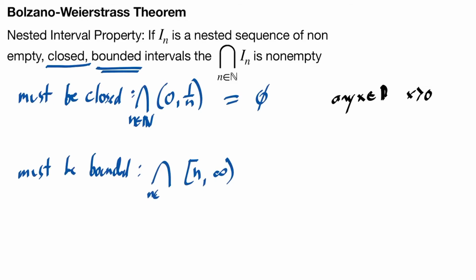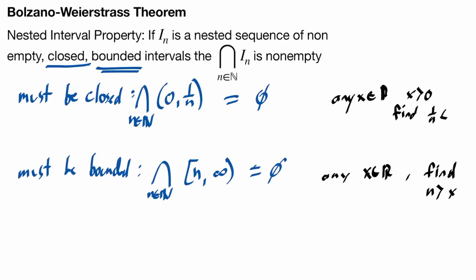However, if we intersect all of those, then what happens? Well, that is also the empty set, because for any x, you eventually find an n bigger than x. So up here, you find a 1 over n smaller than that x. So what's important here is that this nested interval property must be closed bounded intervals. If they're not closed and bounded, then this is going to fail.